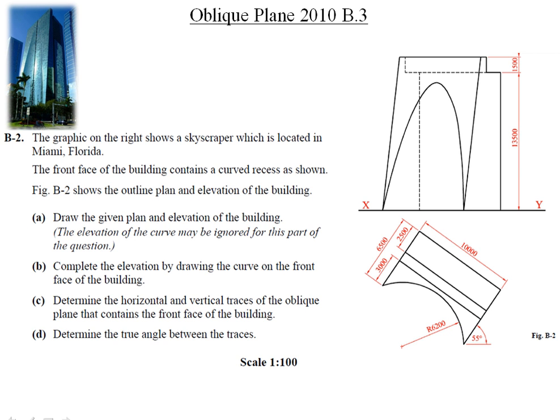Complete the elevation by drawing the curve on the front face of the building. Determine the horizontal and vertical traces of the oblique plane that contains the front face of the building. Determine the true angle between the traces.